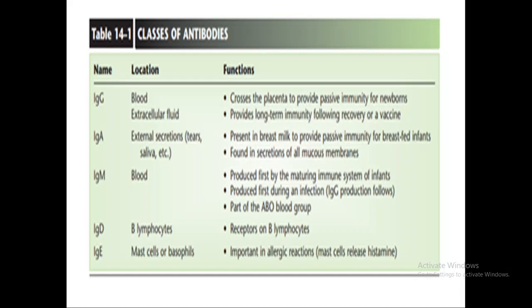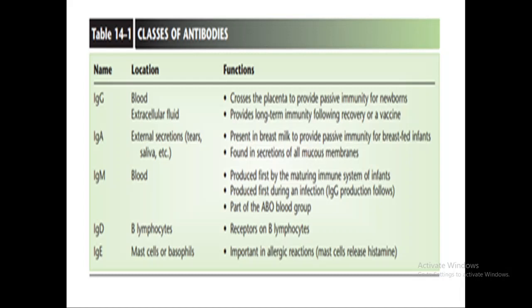The structure of antibodies will be presented below, but let's have first the classes of antibodies. Yan po ating classes of antibodies. You have the immunoglobulin G. Location po niya is in your blood and extracellular fluid. Functions niya, it crosses the placenta to provide passive immunity for newborns and provides long-term immunity following recovery or a vaccine. Immunoglobulin A: external secretions, tears, and saliva, present in breast milk to provide passive immunity for breastfed infants, found in secretions of all mucous membranes.